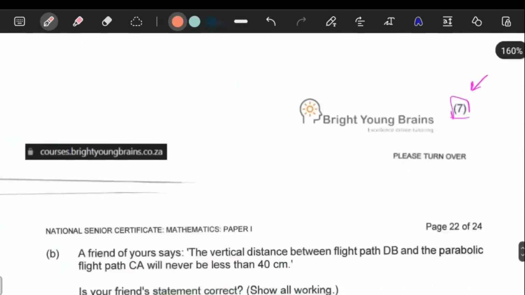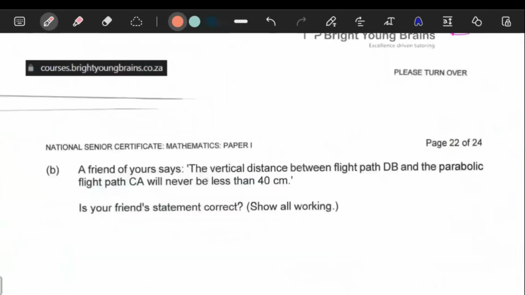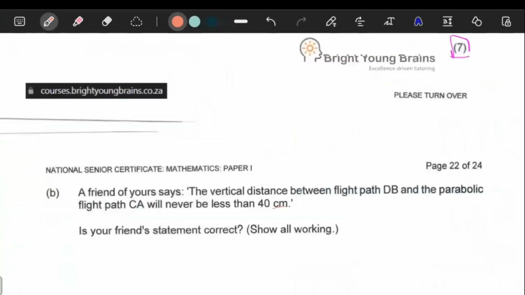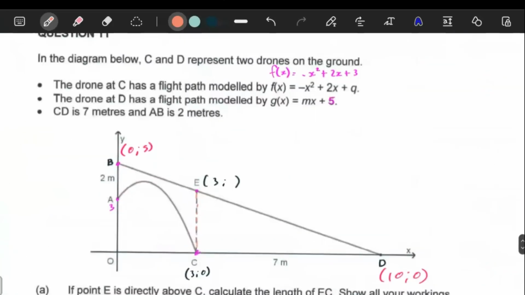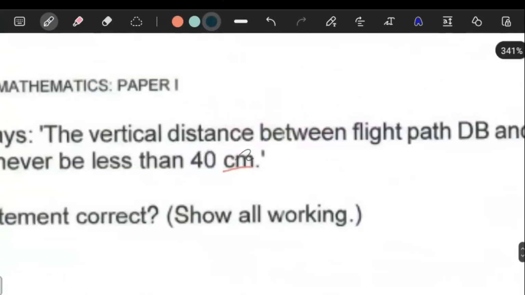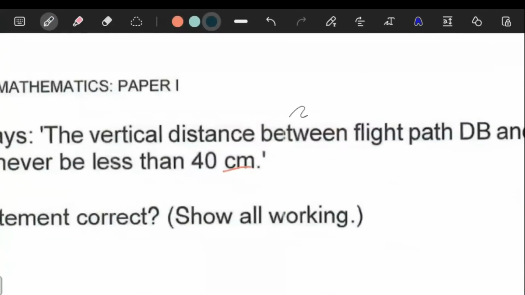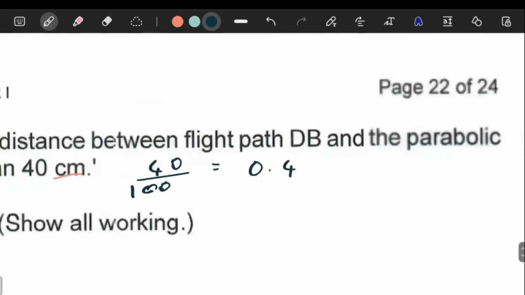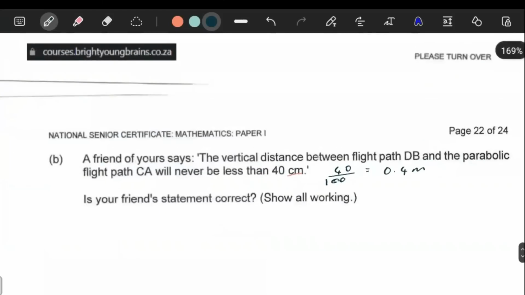Now they're saying we should show they said here the path will never be less than 40 centimeters. You have to remember our dimension here is in meters. So 40 centimeters, we may want to put it in meters. From centimeters to meters, you have to divide by 100. So this is 40 divided by 100. It's going to give you 0.4 meters. So we have to show that the friend's statement, that the vertical distance between flight path DB and the parabolic flight path CA will never be less than 40, is correct. Show all workings. How many marks? Out of 6.